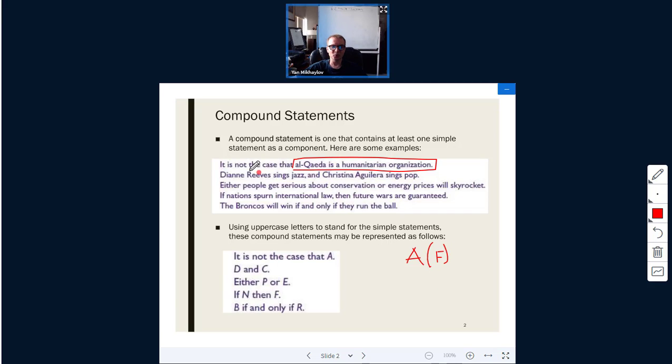Note, however, that when you add "it is not the case that," you obviously are changing the truth value, right? So now we are saying not A. And what is the truth value of this whole thing? It is not the case that Al-Qaeda is a humanitarian organization. So just think of it in terms of somebody told you that. Would you agree with that? It's not the case that Al-Qaeda is a humanitarian organization. True. Yes, exactly. So what is happening here? The statement itself is false, but when you negate it, it becomes true. So this is basically the idea behind truth functions.